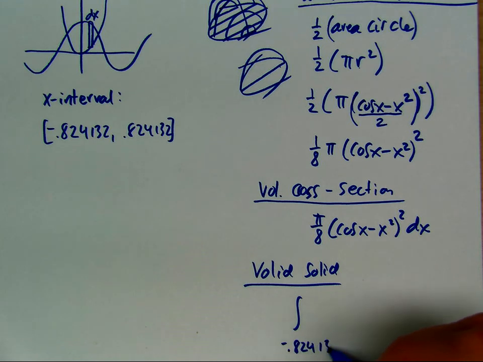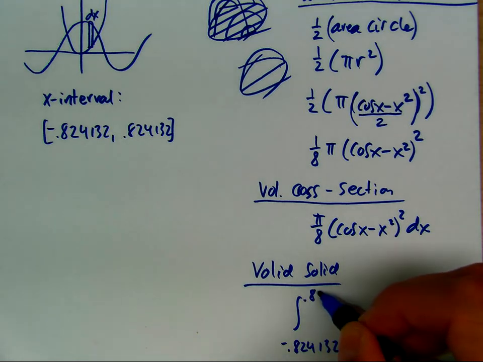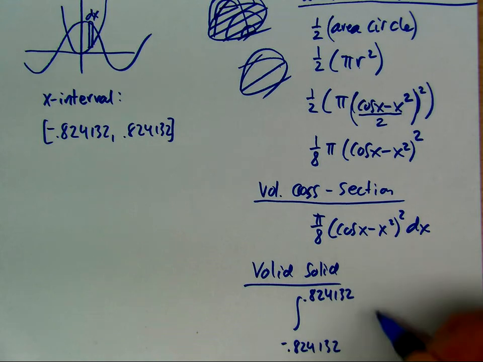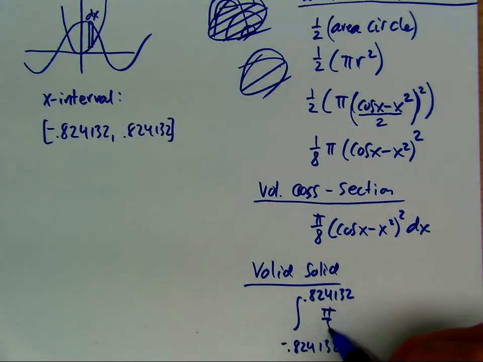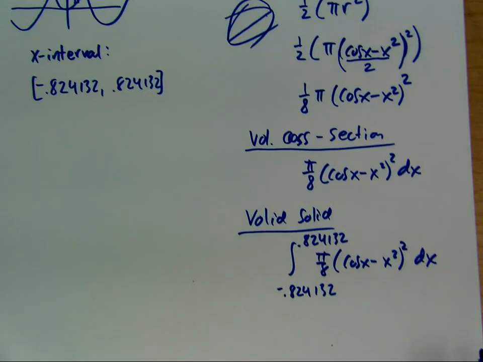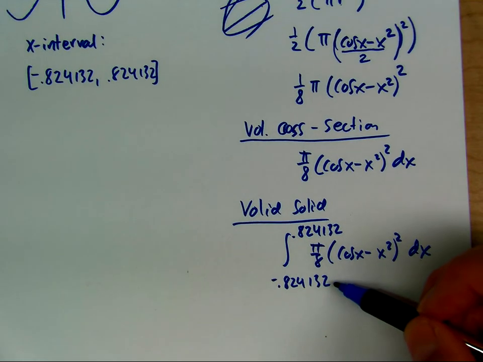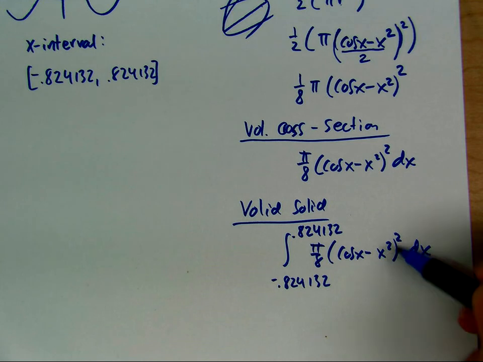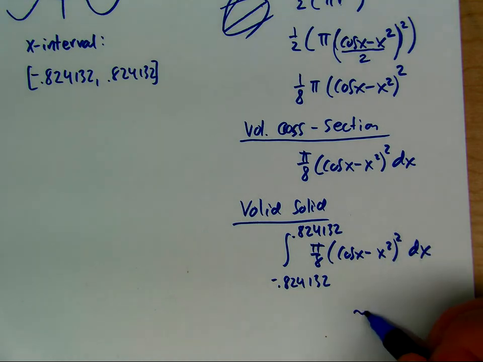Then for the volume of the solid, we integrate from negative 0.824132 to positive 0.824132, pi over 8, cosine x minus x squared, squared. And you don't want to round these numbers because that'll make the answer less accurate. You can round the answer, and we'll say that that is about 3.43.